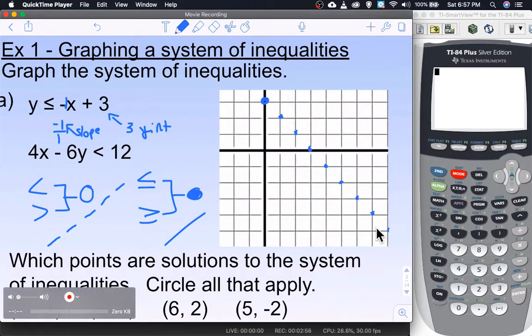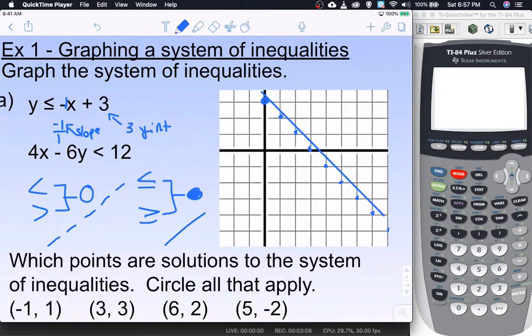So this inequality, this line here, because this is an or equal to, is going to be a solid line. So I'm going to go ahead and draw a line now through these points, and I missed them all, so I'll move my line down here. There we go. Still need our arrowheads.